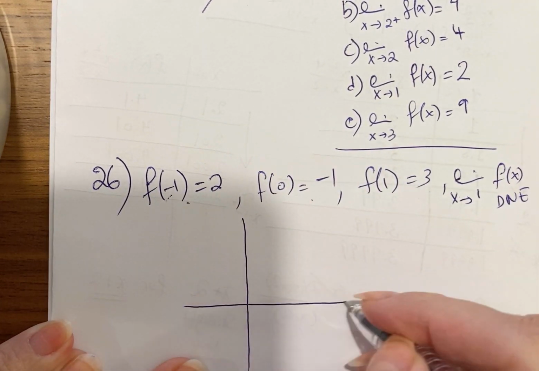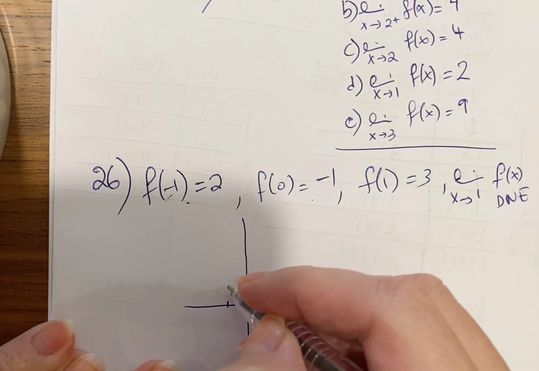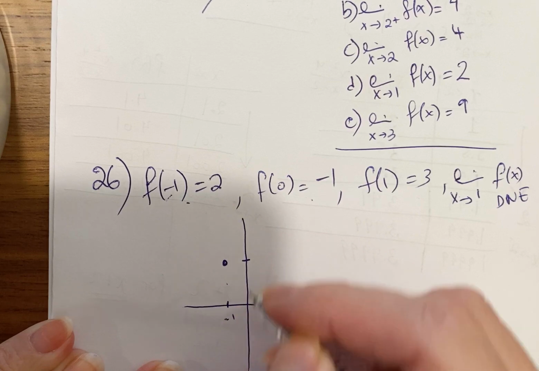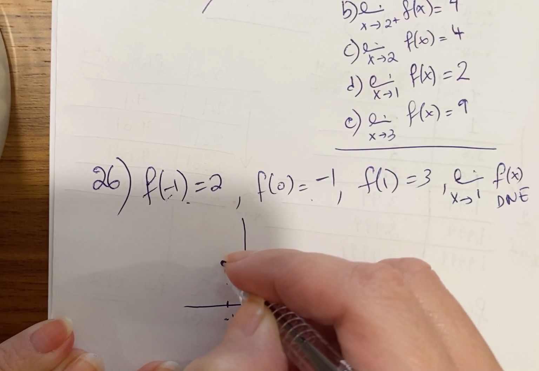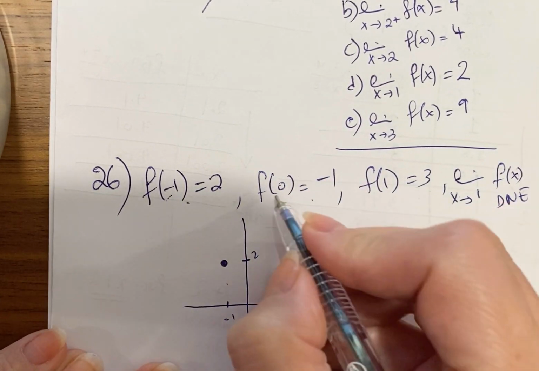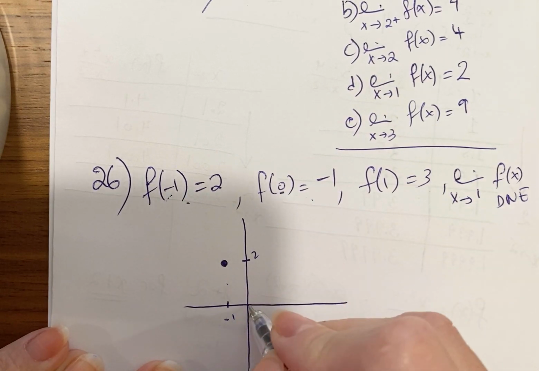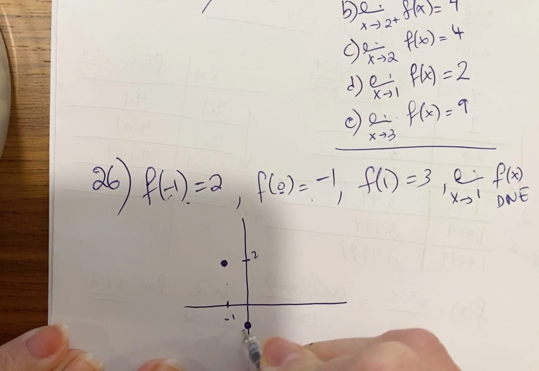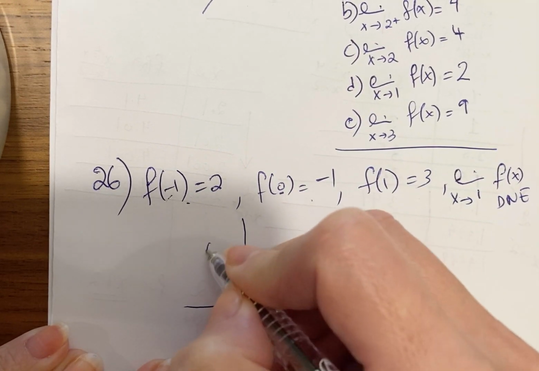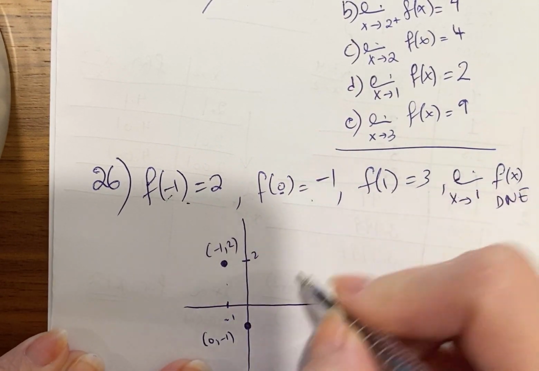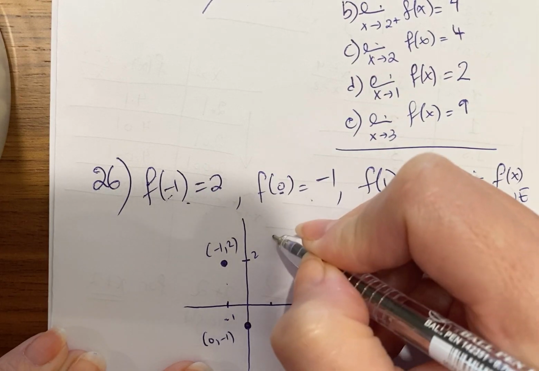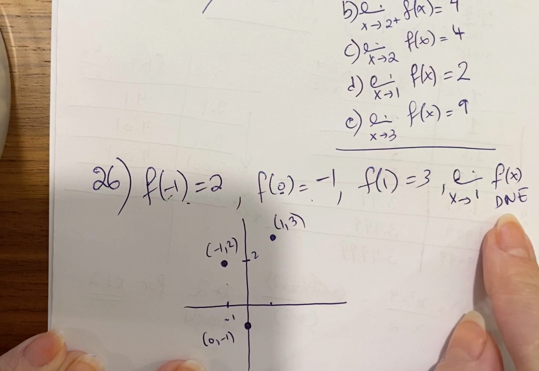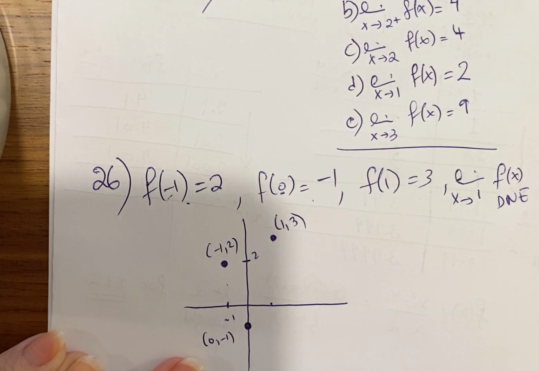What does that mean? At -1, the function value is 2. So you have to have a closed circle at -1, 2, because this is the function value. When x is equal to 0, y is equal to -1. So another closed circle at 0, -1. f at 1 is equal to 3. So another closed circle at 1, 3. The limit as x approaches 1 does not exist.